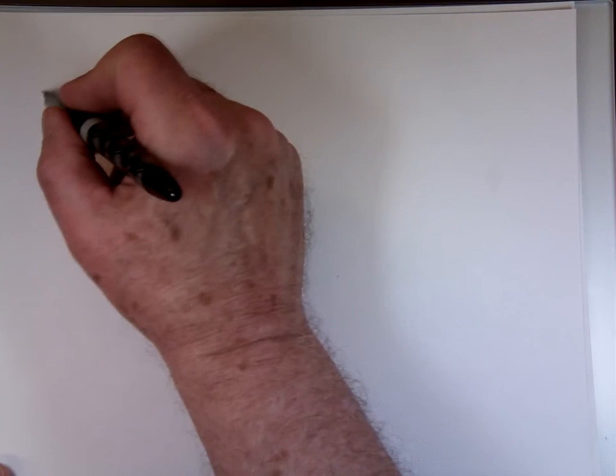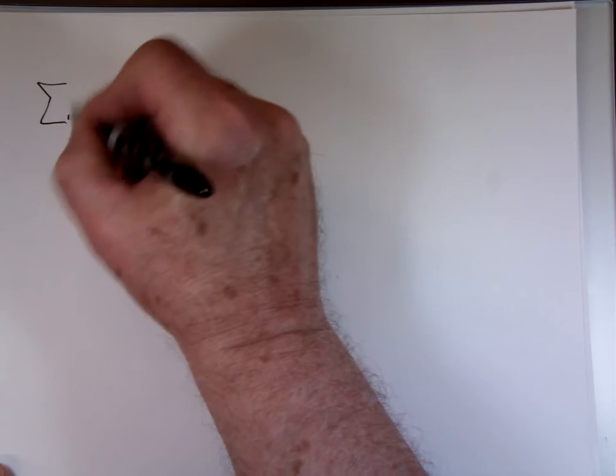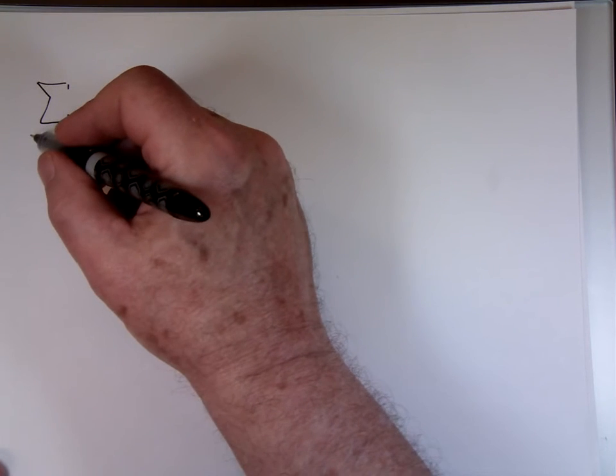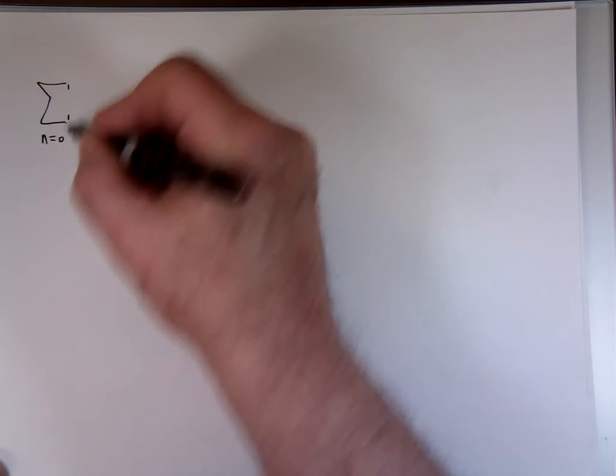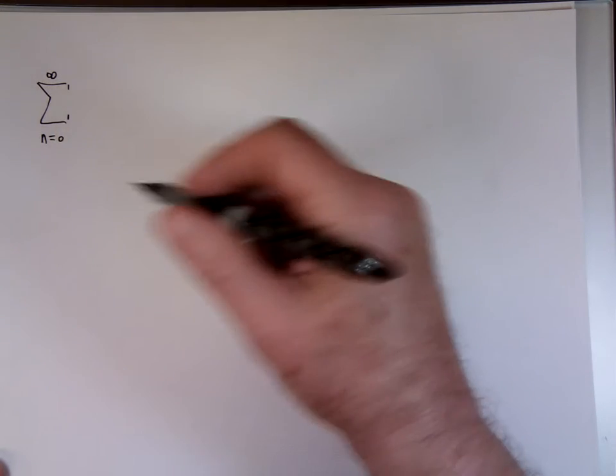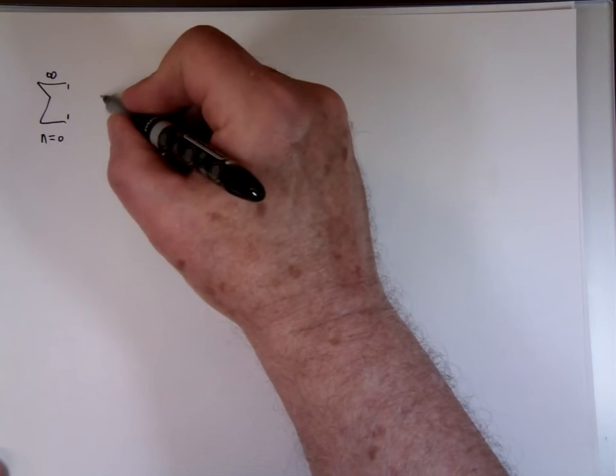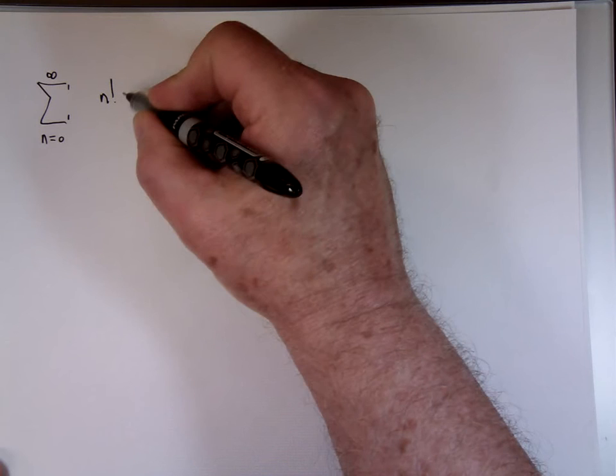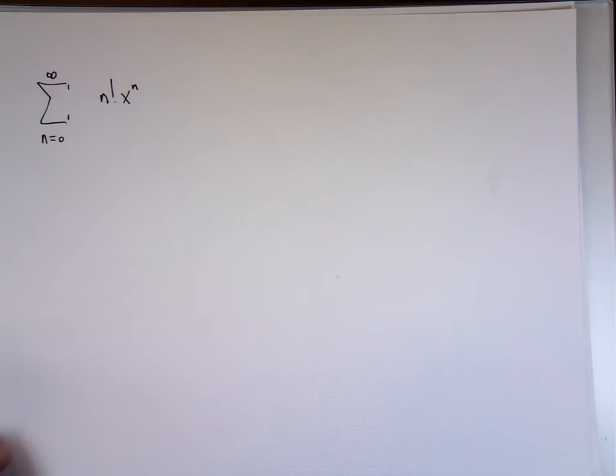All right, let's try another one. Let's do another power series. Let us do n factorial x to the n. We want to know for which values of x this power series will converge. Any ideas first before we do it? The ratio test. All reals except for 0.